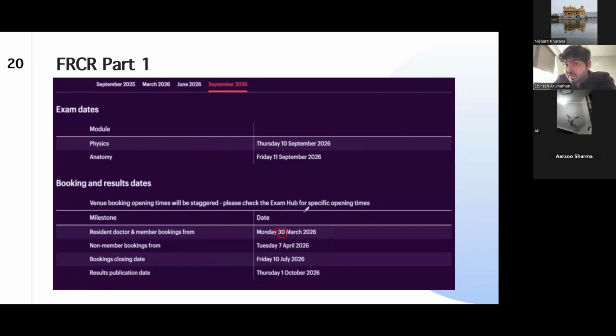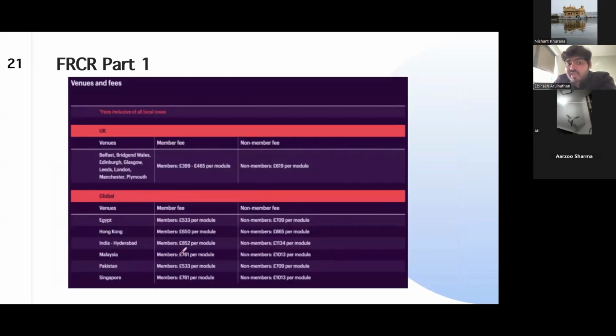The booking is now through Exam Hub, the RCR Exam Hub. And the fees, if you want to sit the exam in India, for members, are 852 pounds per module. So it is per module: 852 pounds for physics and 852 pounds for anatomy.